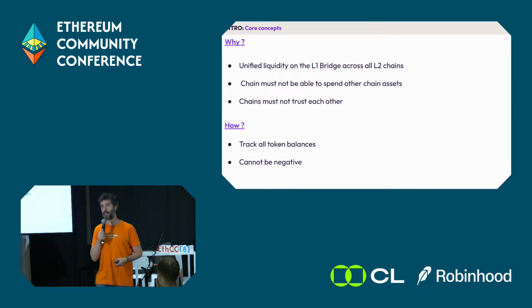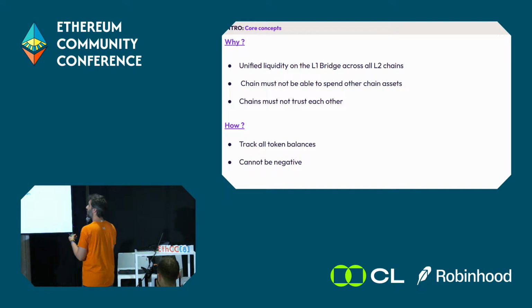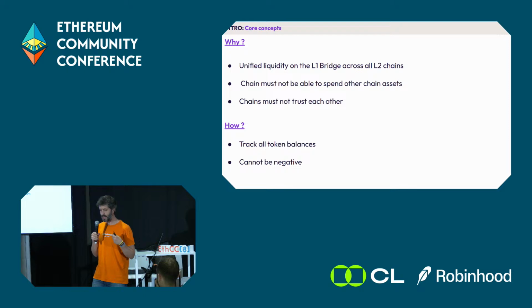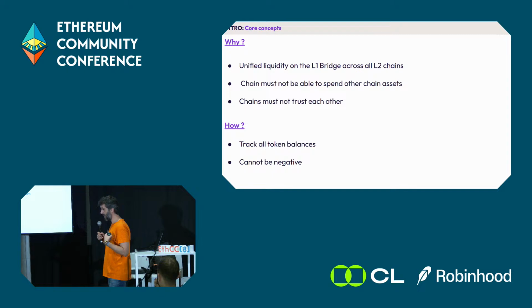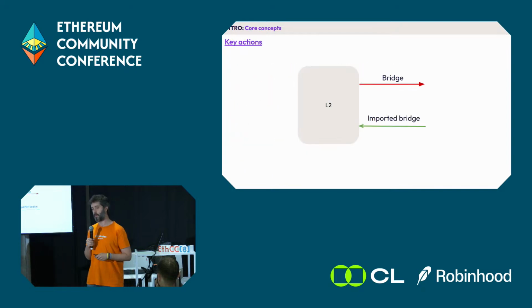And how do we do that? Quite simple. It's kind of a ledger. In the pessimistic proof, we track all the token balances that are in a chain, and this basically means that those token balances could not be negative, could not be lower than 0. So it basically means that a chain cannot spend what it doesn't have. So we're going to check in more detail how this works.